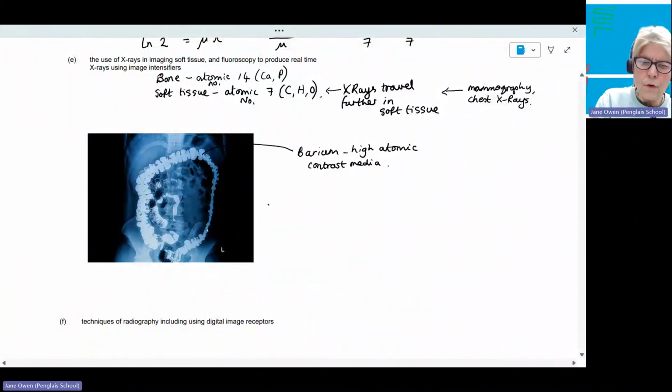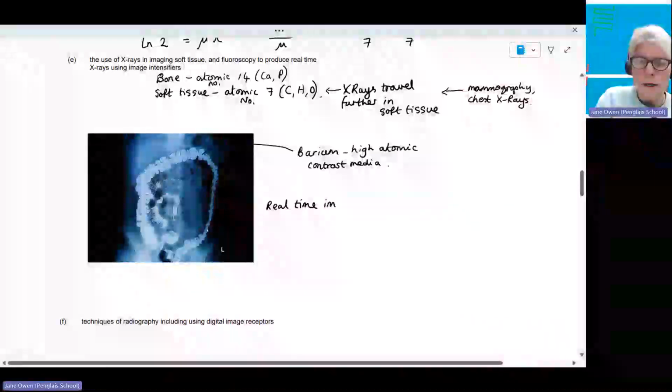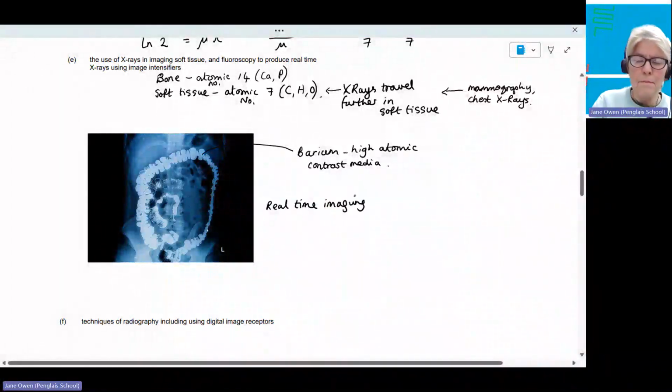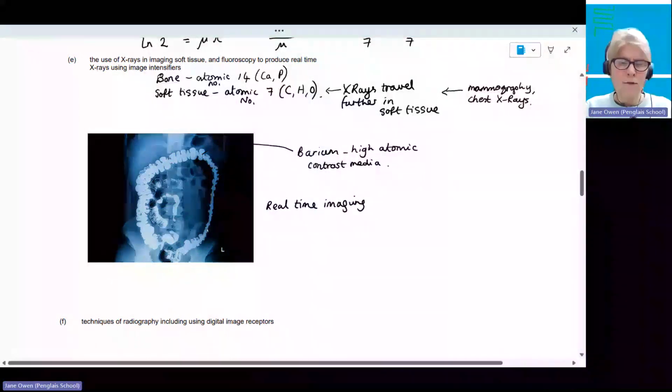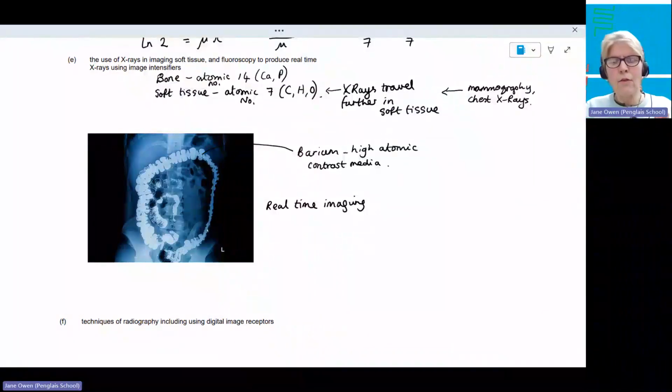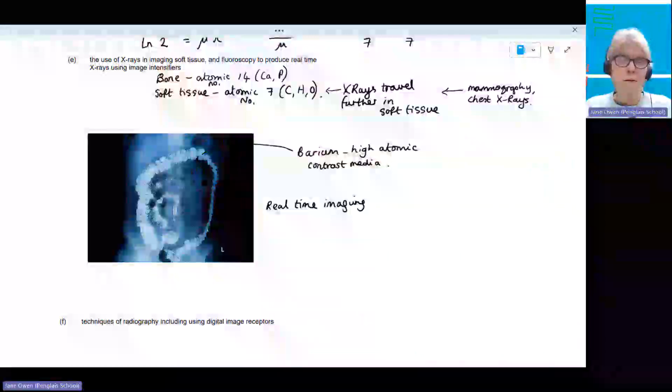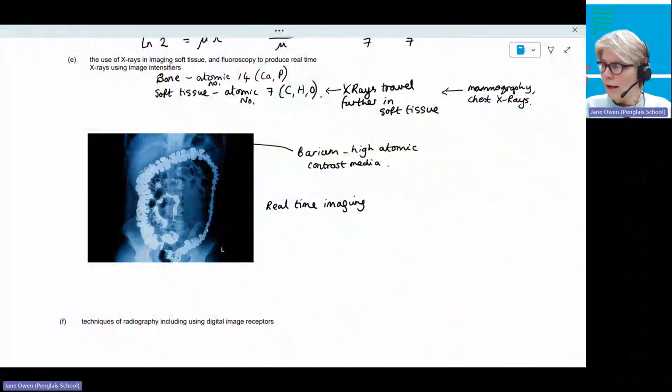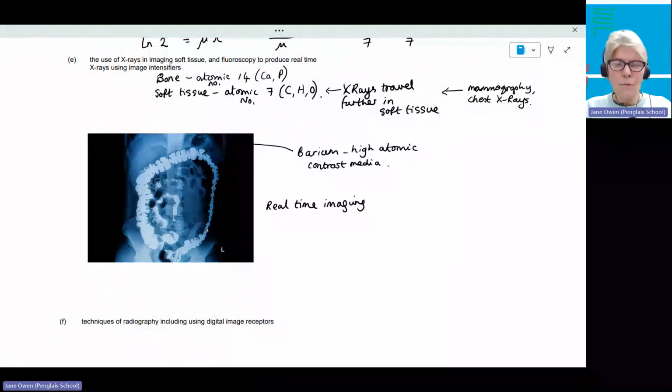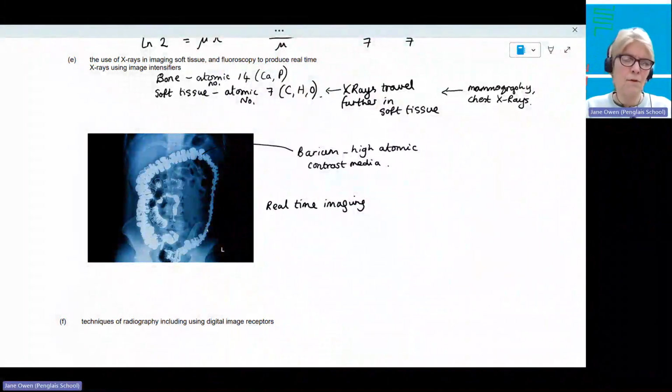It allows for real-time imaging. So if we give somebody a barium meal, and allow it to go into the digestive tract, we can track it through the system. We can video it, save that as a video to look at later, but we can actually see what's happening as the process of digestion is happening and see where there are any blockages.